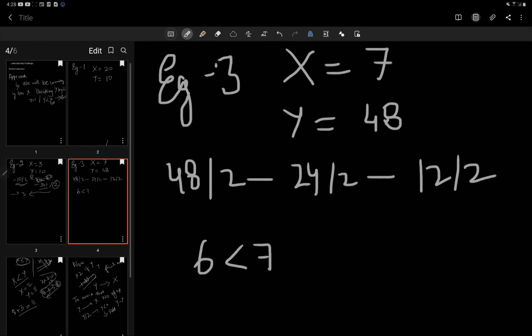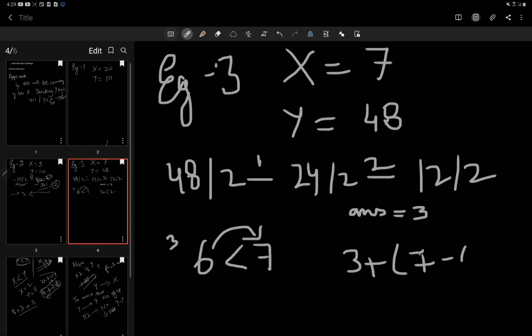7. So as we can see, that's our first operation, our second operation, and after that our third operation. So the answer variable is 3 at this point. So 3 plus the number of operations it takes to make 6 equal to 7, which is 7 minus 6, that is 1. So 3 plus 1, the answer for this is 4. I hope this approach is clear to everyone.